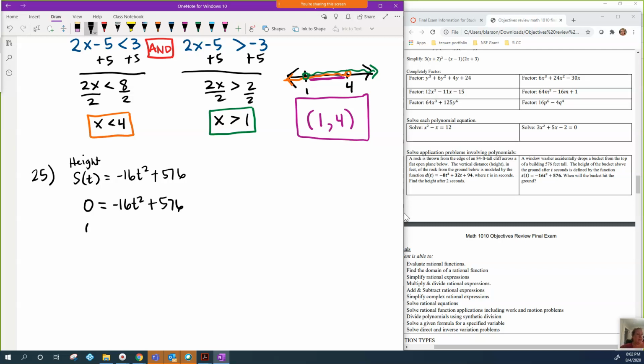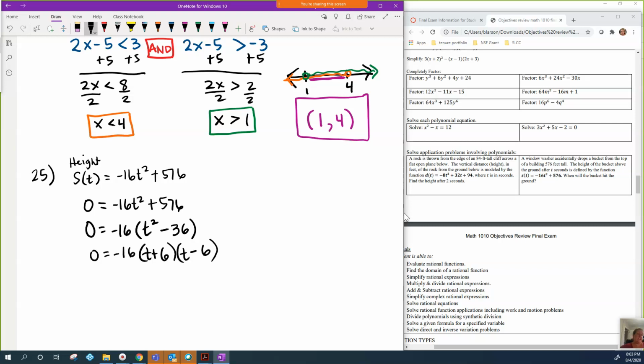So that means I'm going to factor a negative 16 out of this, right? So I'll be left with t squared minus, and when I divide 576 by the negative 16, that gives me negative 36. Right? And then I can factor, this is a difference of squares, right? So t times t is t squared. What times what is 36, that adds to be 0? Positive 6 and a negative 6.